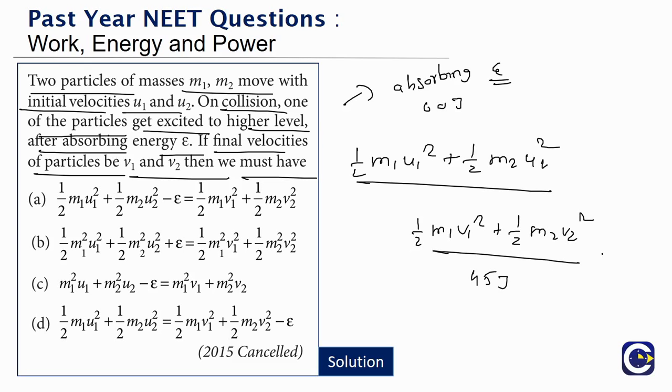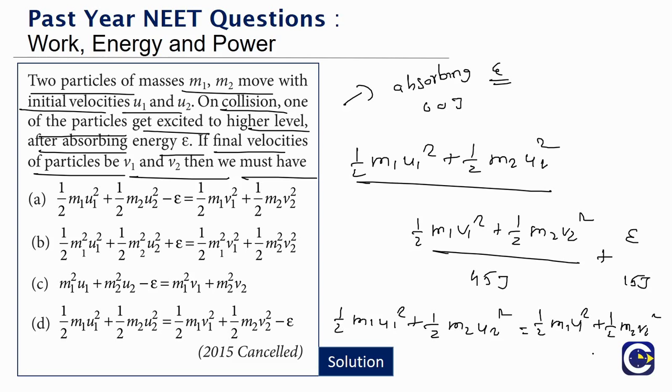The remaining 15 joules is absorbed by the particle to get excited, right? One of the particles is getting excited by absorbing energy. So that is the 15 joule, which means what is the relation we should have? The total initial kinetic energy, half m1 u1 square plus half m2 u2 square, should be equal to what? Half m1 v1 square plus half m2 v2 square plus that energy E absorbed.